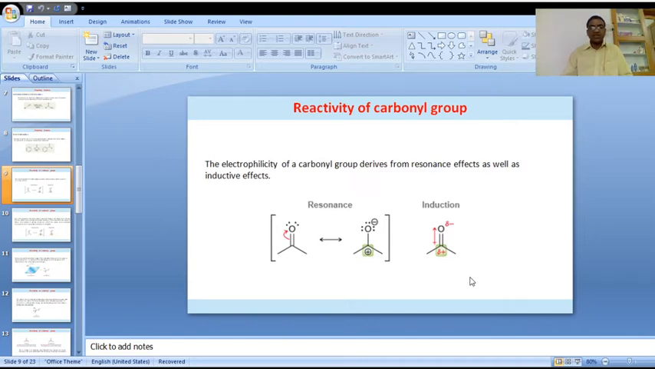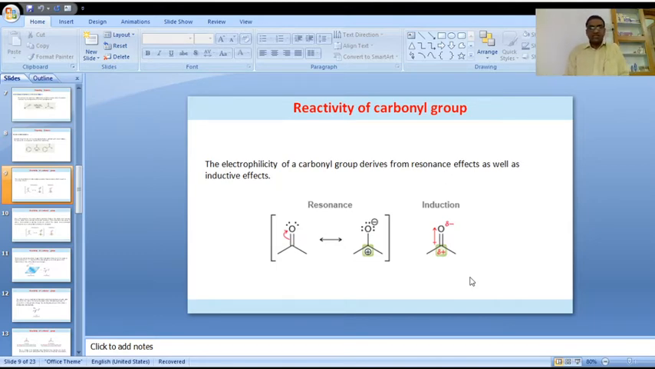In the yesterday class, we completed the introduction of carbonyl compounds and the preparations of the carbonyl functional group, that may be aldehydes and ketones. Today we are going to learn about the reactivity of the carbonyl function.